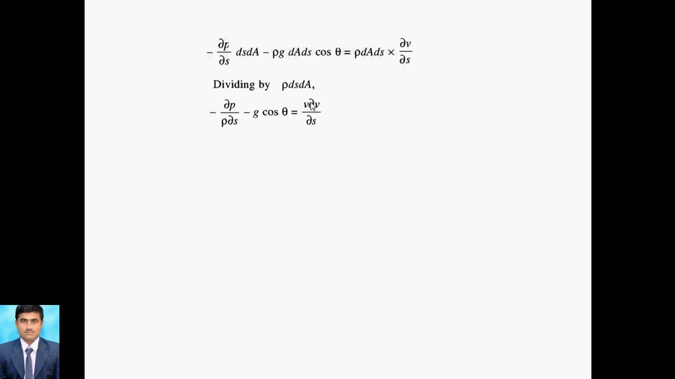So this cancels out, and all the terms with rho ds in terms of dA ds will cancel, rho will also cancel. Only V dou V by dou s remains, because it is already given. Now after simplification of this term, we can move the minus to the other side, so the equation becomes like this.